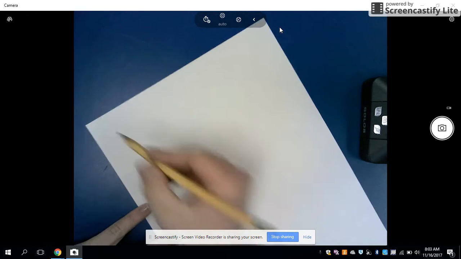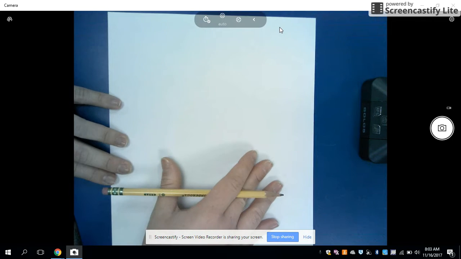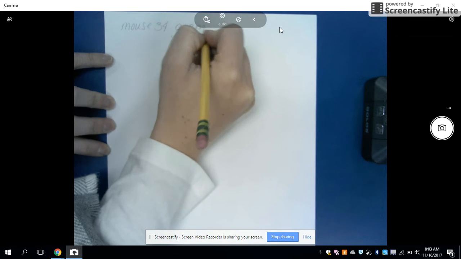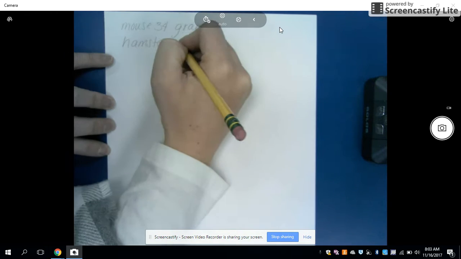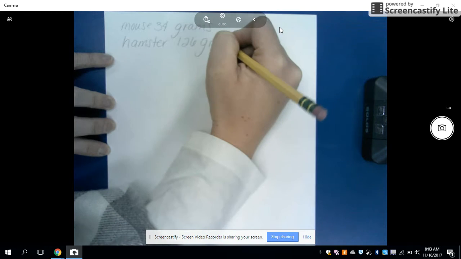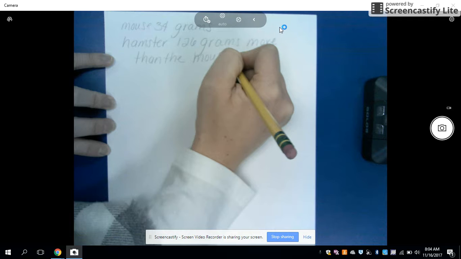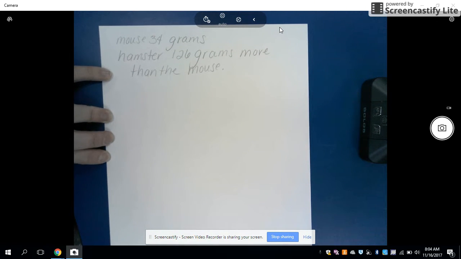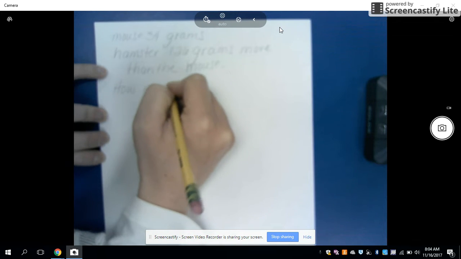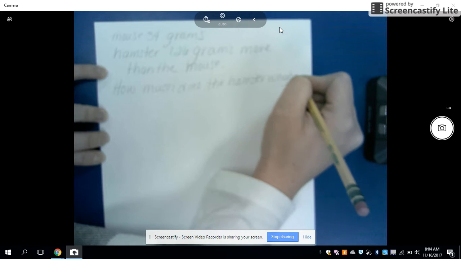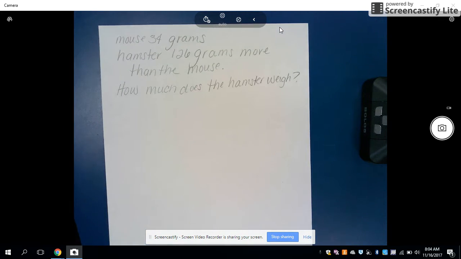So I've got a problem for you. A pet mouse weighs 34 grams. A pet hamster is going to weigh 126 grams more than the mouse. And we need to figure out how much does the pet hamster weigh? So take a second and think, how can you set up this problem? What do you think is going to be the best way to solve this problem? Pause the video for a second and think about what you can do.